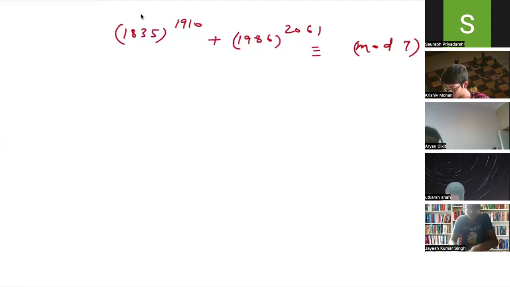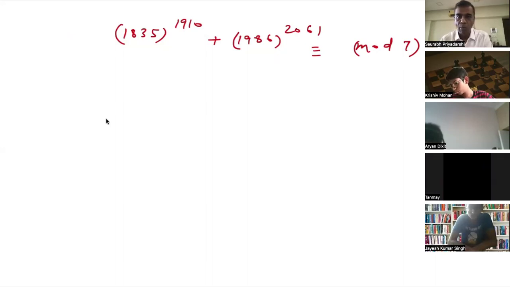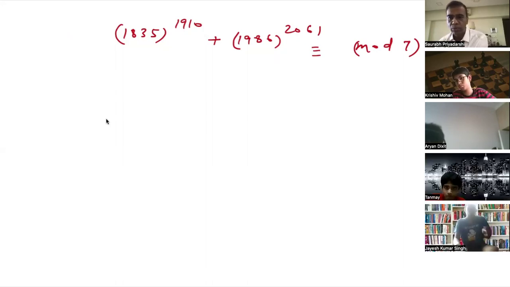Very good. Devang, very good. Patyush, very good. Sir, I got disconnected. Can you repeat the question? Bas written there, beta. 1835 to the power 1910, 1986 to the power 2061. So you have to find the remainder. Very simple question, direct question, right?